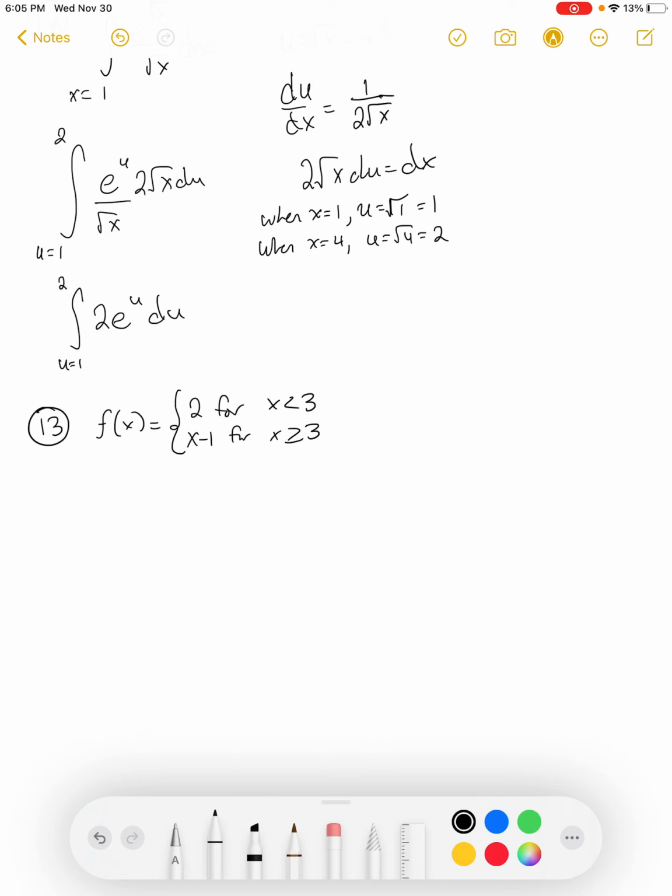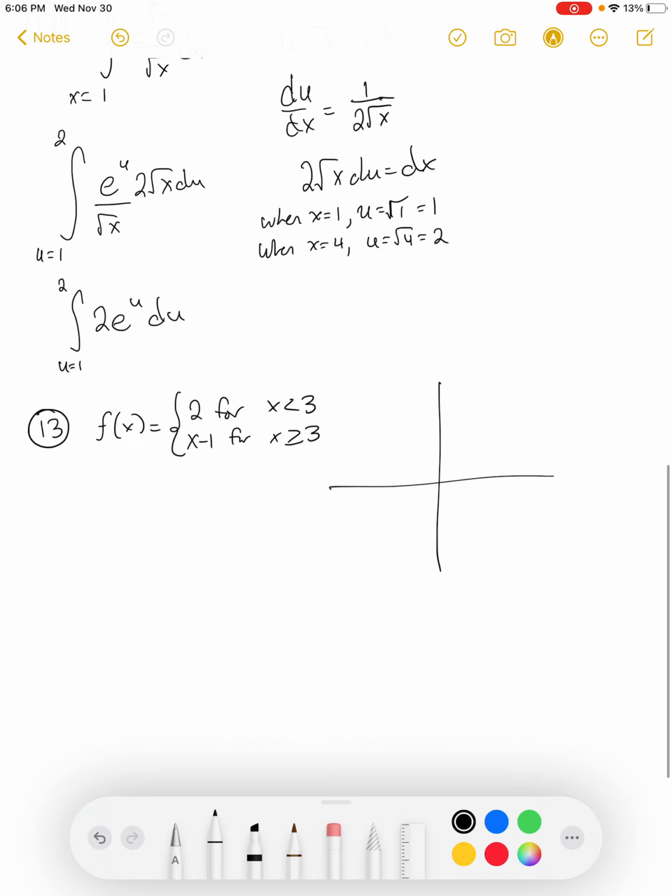Okay, and so what does this function look like? It looks something like this. We're going to go up to 3 here at 2, and then we're going to go up like that. And we are trying to find the integral from 1 to 5 of f of x dx. We want to find simply the area between 1 and 5 of this thing.